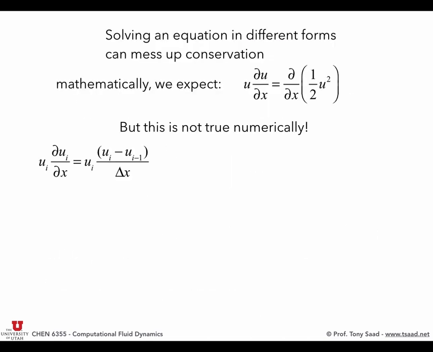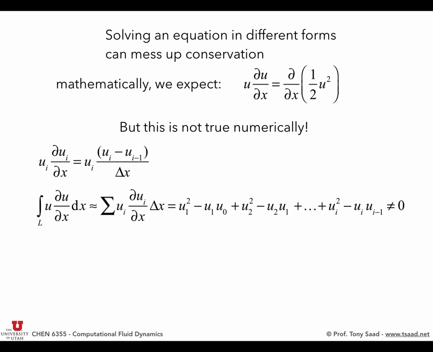For the non-conservative form, if you take the integral over L of u du/dx, that's approximated as u_i du_i/dx times delta x. Assume delta x and delta x cancel out, and you do the multiplications. This is not necessarily 0. So you lost your conservation property if you're using the non-conservation form. Okay, so you can carry out this summation, and this is not necessarily equal to 0.